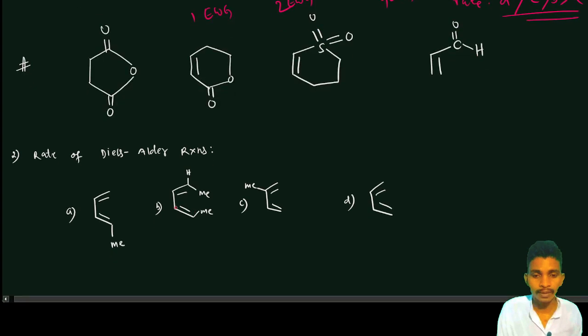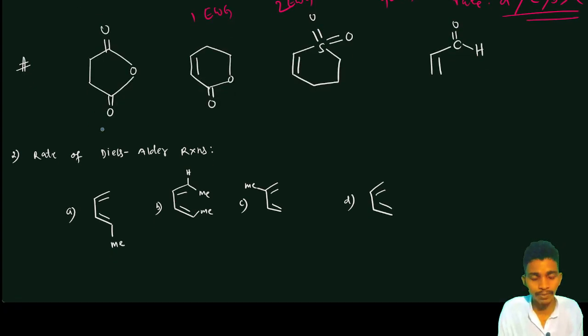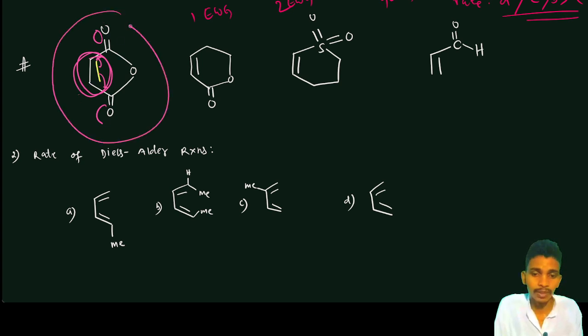Similarly, this type of dienophile is also very good, because here a double bond is there, and this double bond is in conjugation. Here it is withdrawn by this, and here also it is withdrawn by this. So the electron density of this double bond is withdrawn from both sides, so this is very reactive. This type of dienophile structure gives a good Diels Alder reaction.